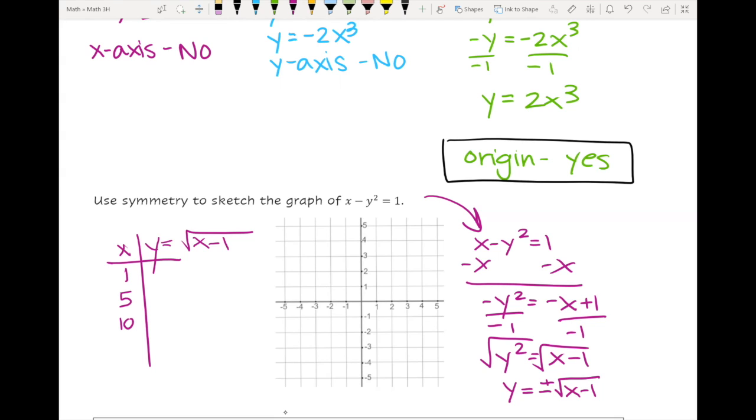So when I substitute my 1 in, I get the square root of 1 minus 1, which is the square root of 0, so 0. I get the point (1, 0).